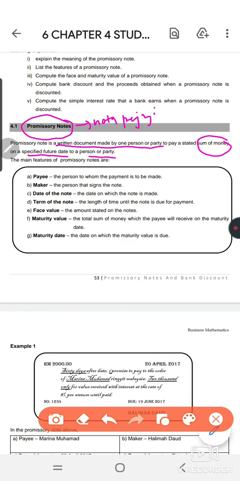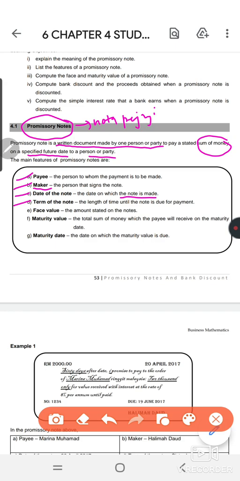Okay, so terms kat sini, payee, maknanya the person to whom the payment is to be made. Payee maknanya dekat siapa awak nak buat bayaran, payment. Maker, the person that signed the note. Maker ni siapa yang buat nota perjanjian tu. Maksudnya kalau awak yang buat nota perjanjian tu, awak adalah maker. Date of the note, the date on which the note is made. Maknanya bila nota tu dibuat, tarikh bila nota tu dibuat.